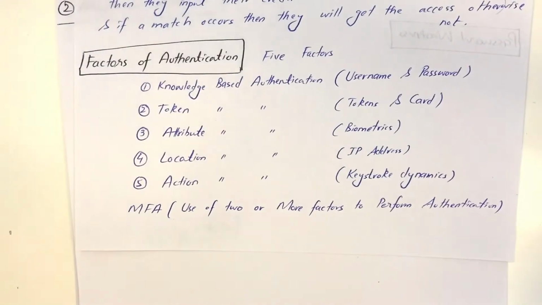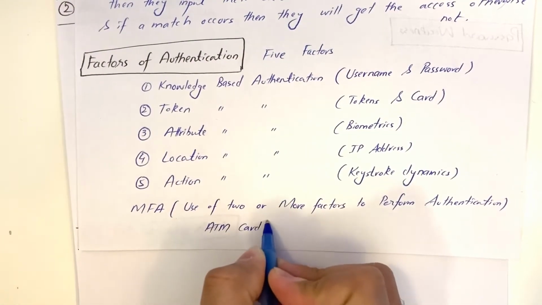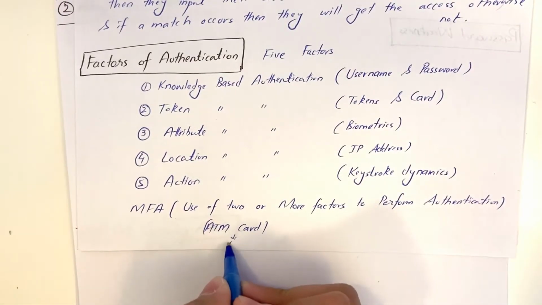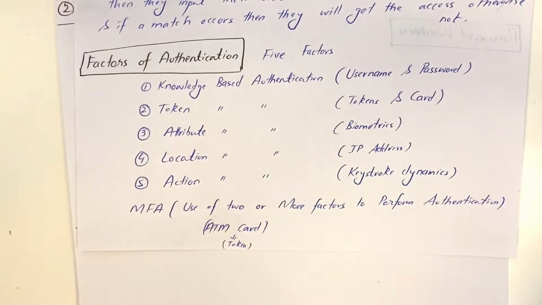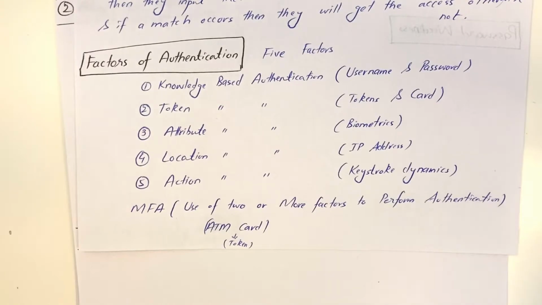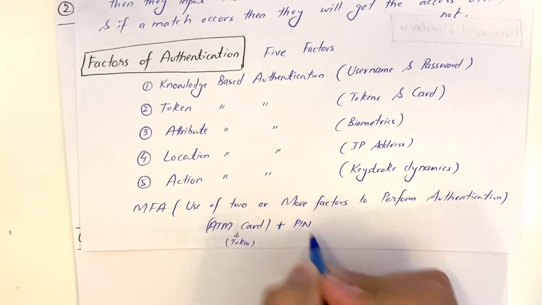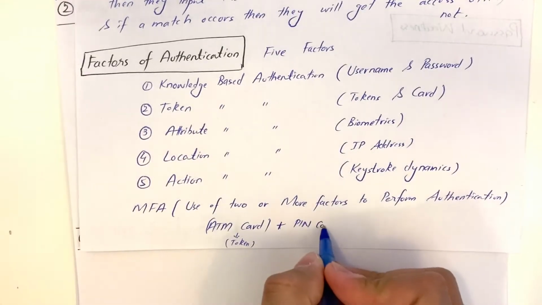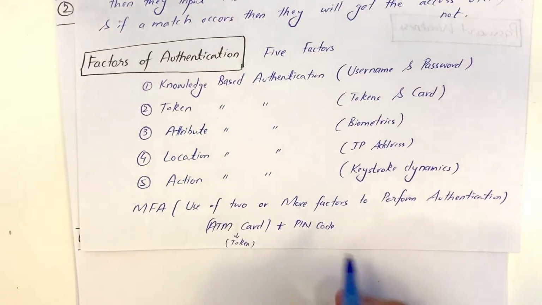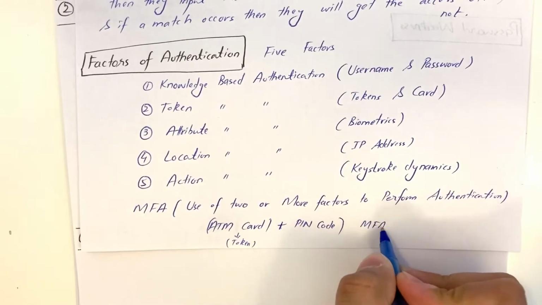Let me give you an example. For example, your ATM card. The ATM card mainly belongs to the token, so it basically belongs to token-based authentication. But if you want to withdraw cash from your bank account, along with the ATM card, you also need the PIN code. You need to memorize a PIN code, and that PIN code belongs to knowledge-based authentication. So PIN code plus ATM card, that is basically MFA, multi-factor authentication.